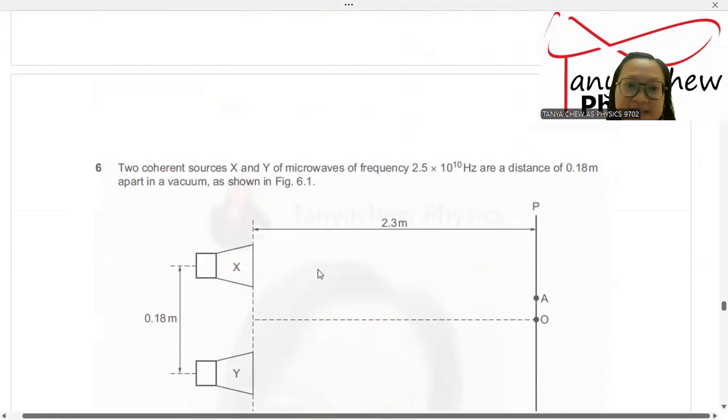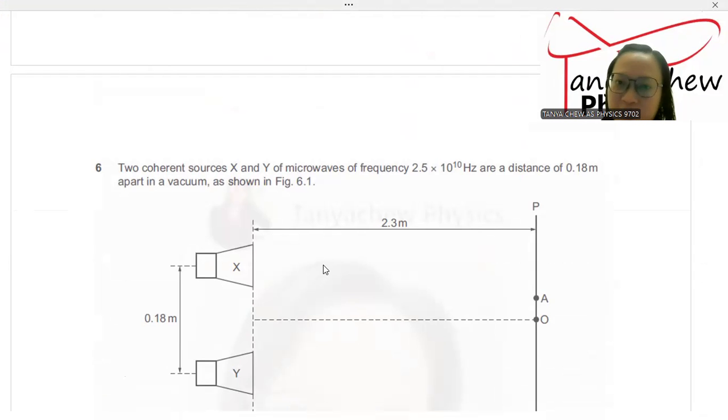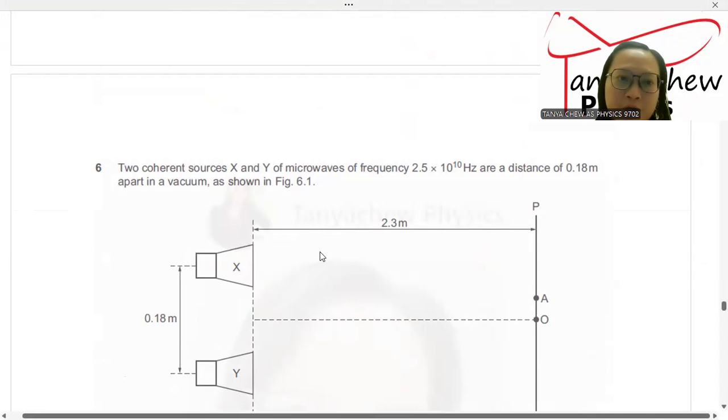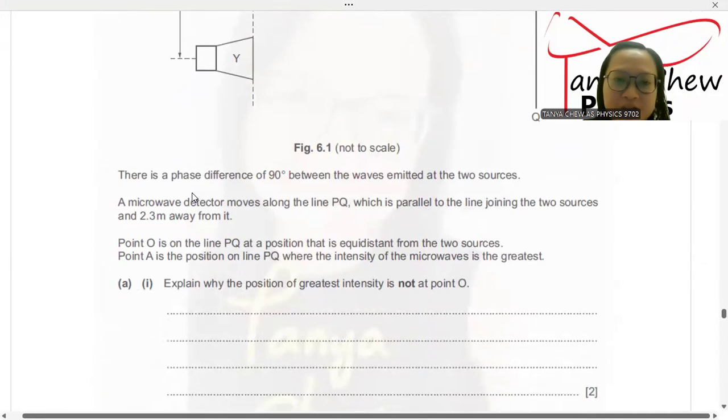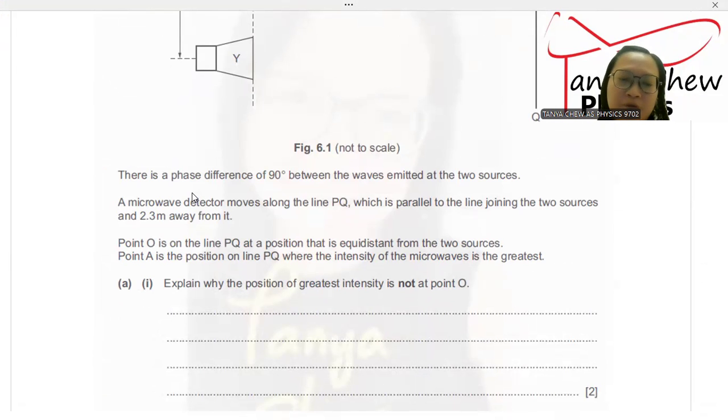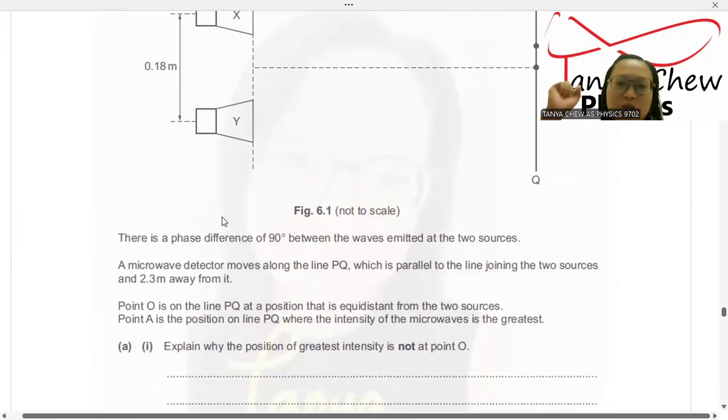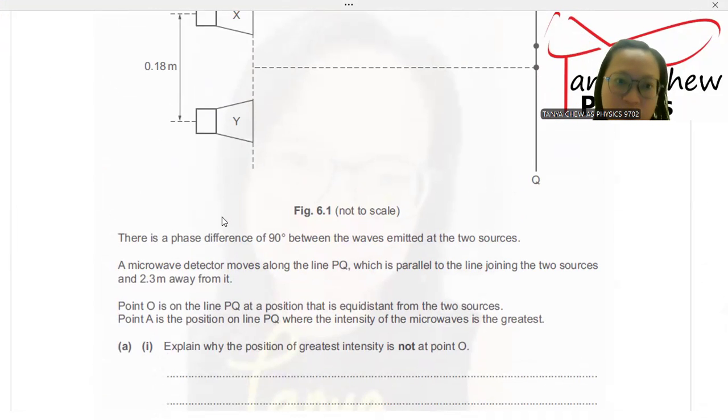Now, question number 6. 2 coherent sources X and Y of microwaves of frequency 2.5 times 10 to the power of 10 hertz are a distance of 0.18 meter apart in a vacuum, as shown in fig 6.1. There is a phase difference of 90 degrees between the waves emitted at the 2 sources. A microwave detector moves along the line PQ, which is parallel to the line joining the 2 sources and which is 2.3 meter away from it.